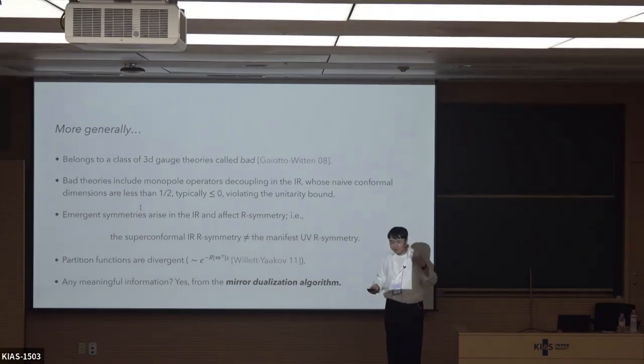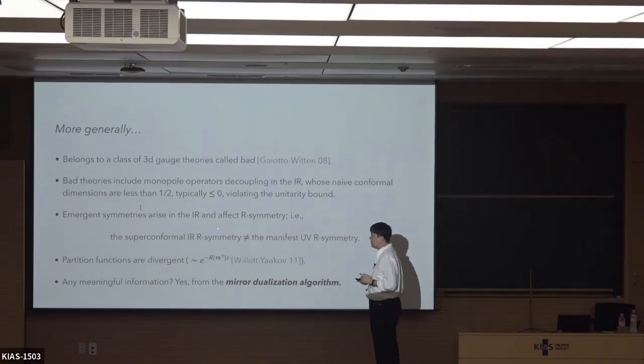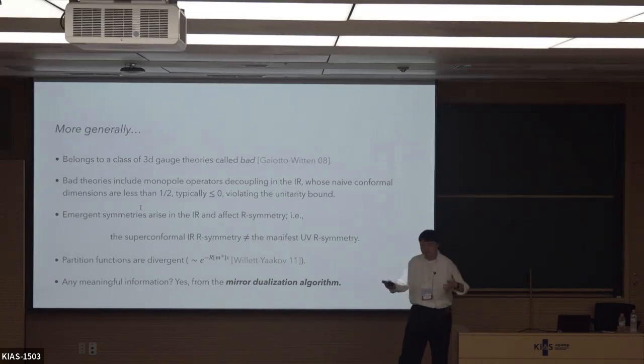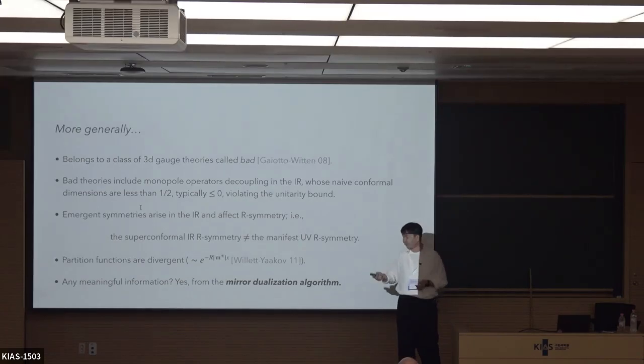So in order to have a consistent unitary CFT in the IR, there must be emergent symmetries arising in the IR which correct the R symmetry, such that we have a consistent R symmetry charge. And as I told you in the previous slide, the superconformal IR symmetry of a bad theory is different from the manifest UV R symmetry.